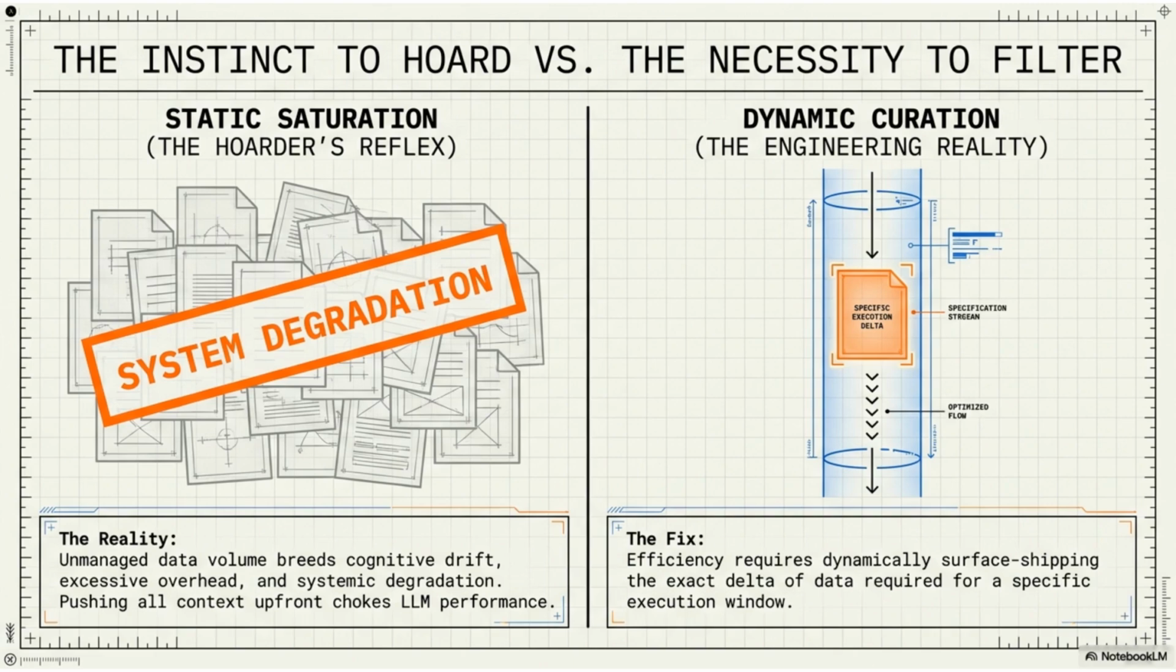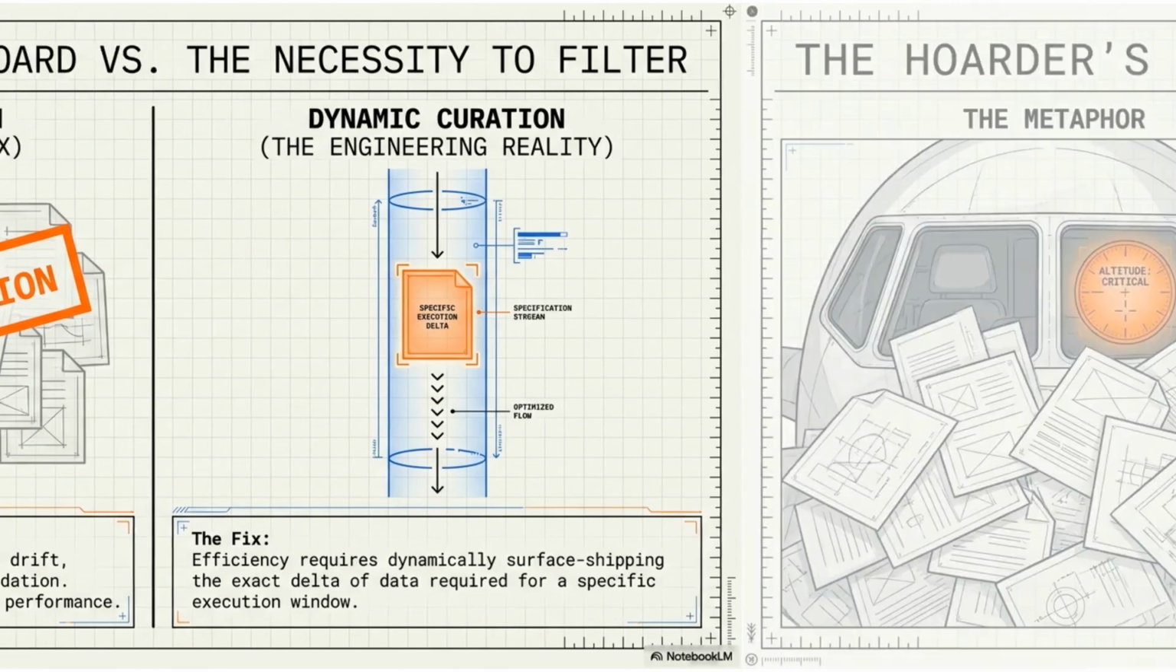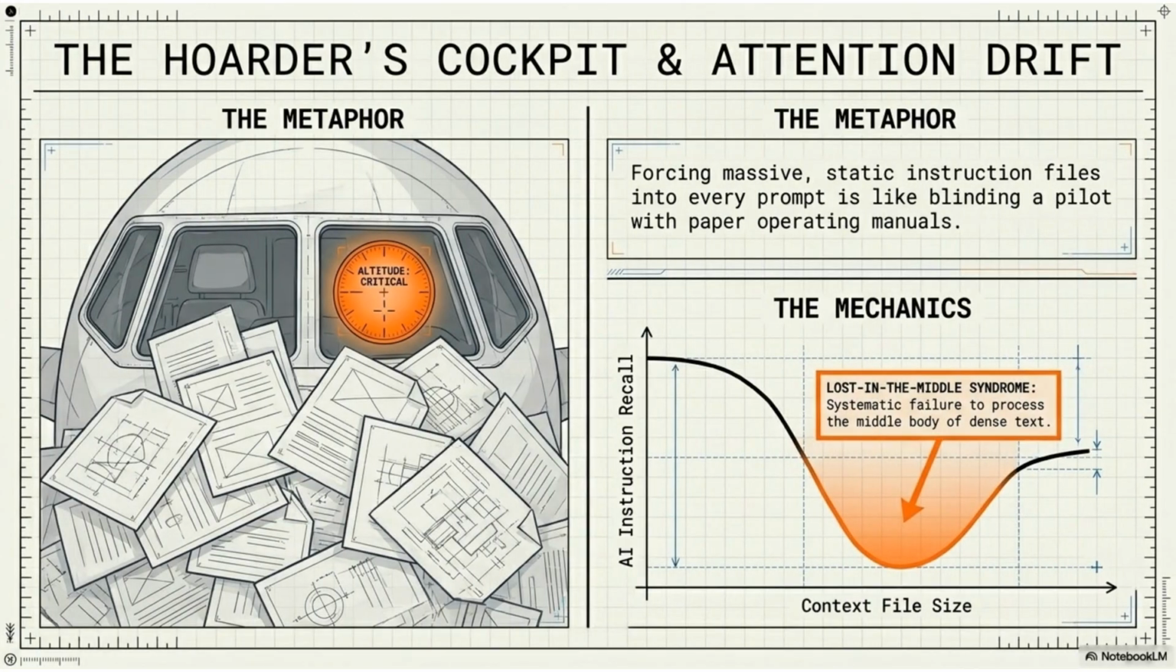The core problem lies between the instinct to hoard data, leading to static saturation and system degradation, and the necessity to filter. Dynamic curation, the engineering reality, requires shipping only the exact delta of data needed for a specific execution. Treating the AI context window like a hoarder's cockpit with massive static instruction files is like blinding a pilot with paper manuals.